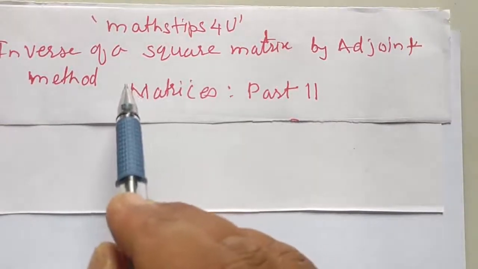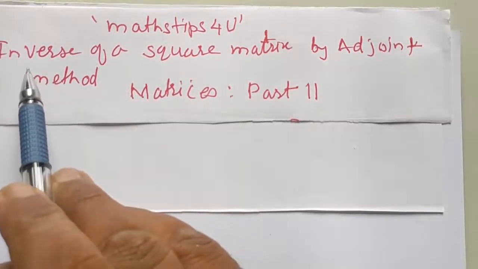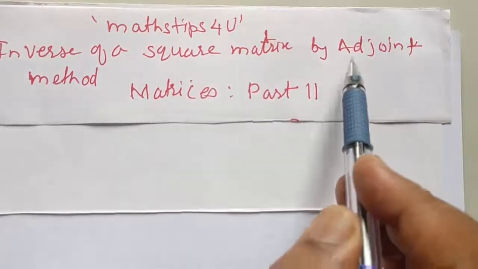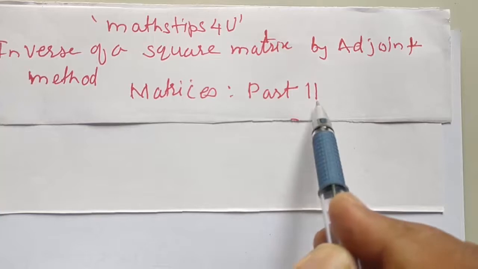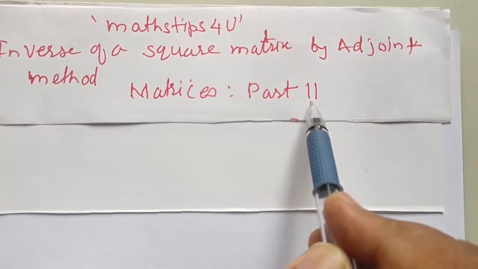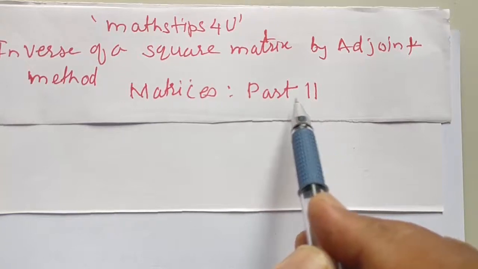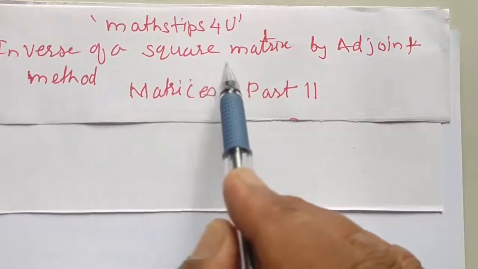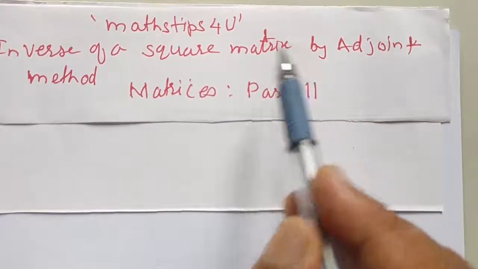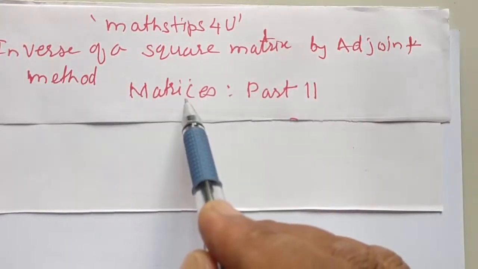In this video we are going to solve some examples on inverse of a square matrix by adjoint method. This is matrix video part 11. In my last videos, part 10 and part 9, we have solved examples on inverse of a square matrix by row transformation and column transformation.